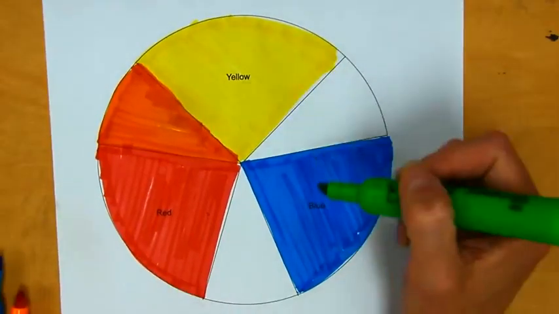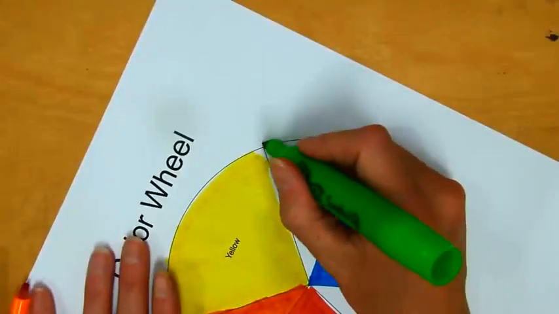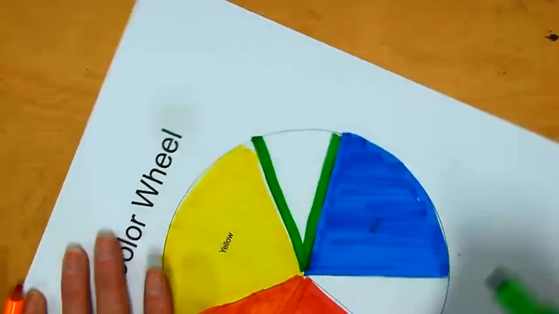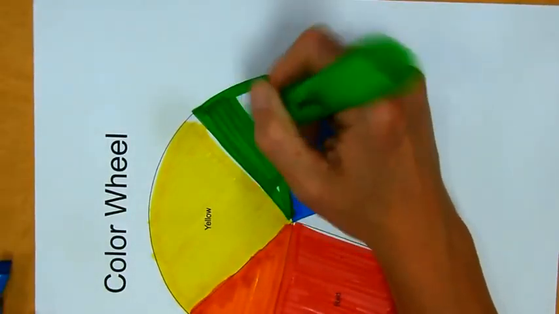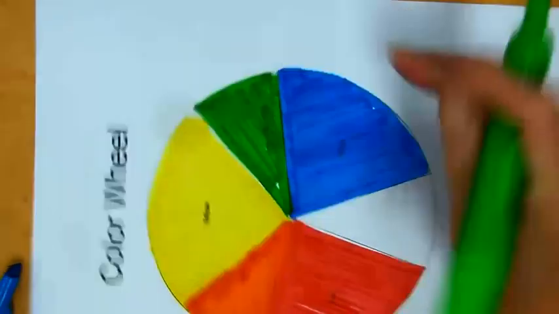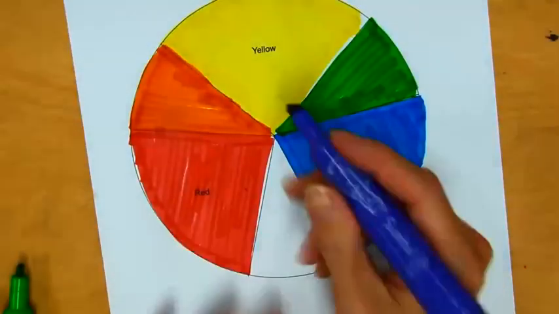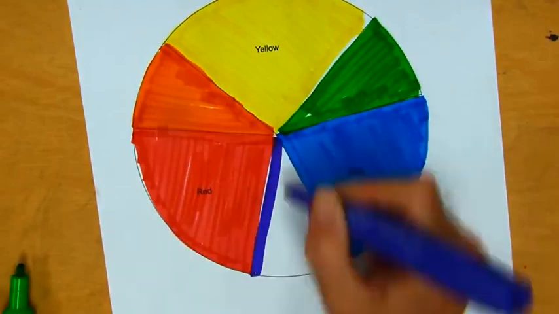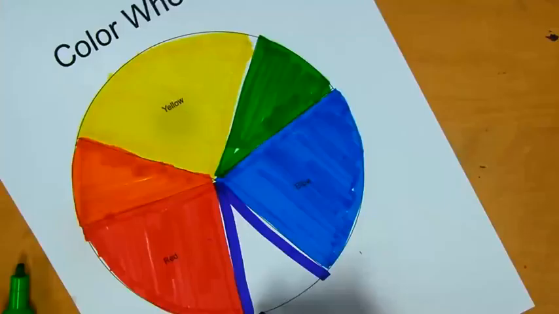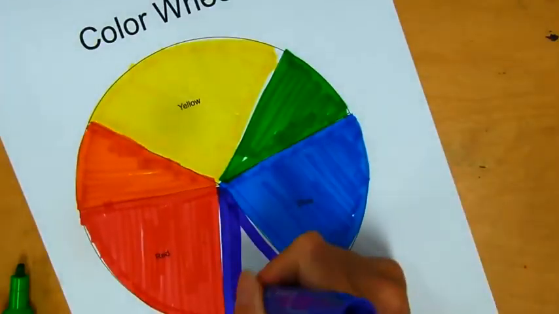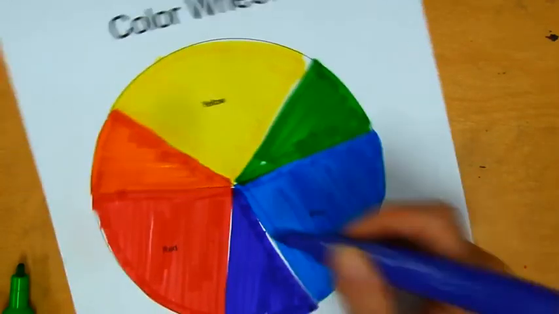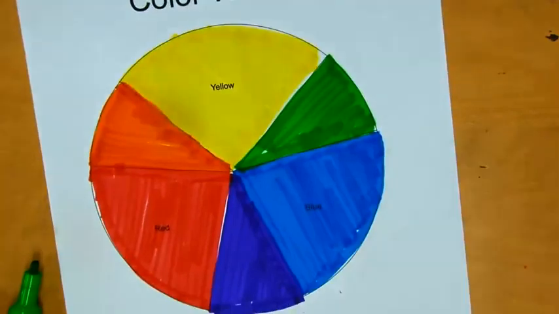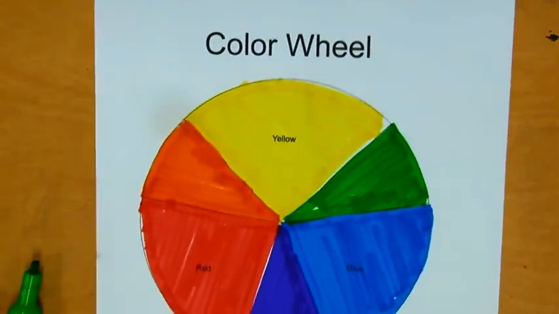So if I mix yellow and blue, I'm going to get green. So that one has to go in between these two. And if I mix blue and red, I'm going to get purple, or another name for purple is violet. And when you are all done with that, you are done with your color review.